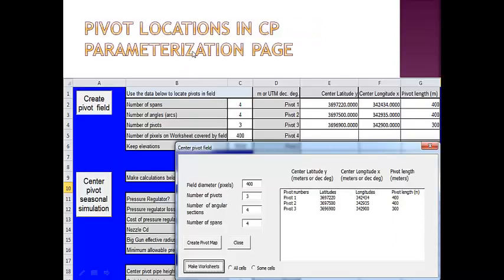So the way you do it is in the CP parameterization page. You write down the center pivot information right here, and then you just click create pivot field, and it duplicates the information here. Here's the center latitude and center longitude for each of the pivots, and here's each of the pivot lengths. 400 is the number of pixels on the worksheet covered by the field, so if you want the pivots to appear bigger on the spatial data page, you just make it cover more pixels in Excel. And then you just push create pivot map, and it'll do so.